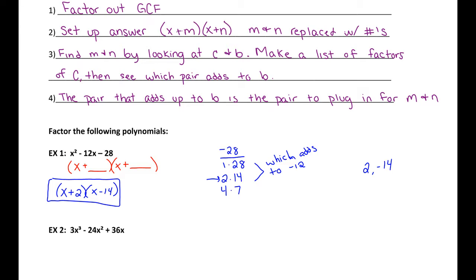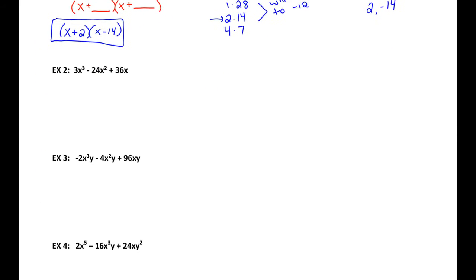Next, let's take a look at example number 2. First thing I need to do in example number 2 is notice that there's a greatest common factor. In each term, I can pull out a 3x. So if I pull out the 3x, I'm left with x squared minus 8x plus 12.